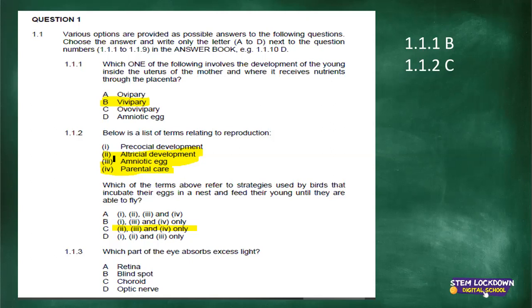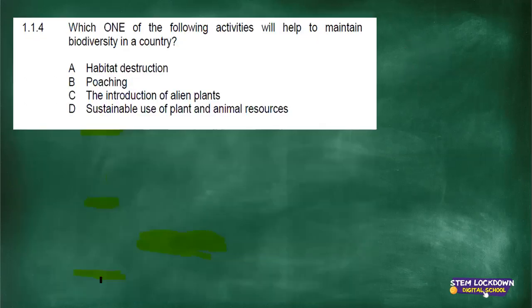And then question 1.1.3, and you see how I'm answering the questions here on the side. That's exactly how you should write your answers in the answer book. Question 1.1.3, which part of the eye absorbs excess light? You did this in term two. Yes. Which part of the eye absorbs excess light? It is the choroid. The choroid is the region of the eye which absorbs excess light. You remember this work.